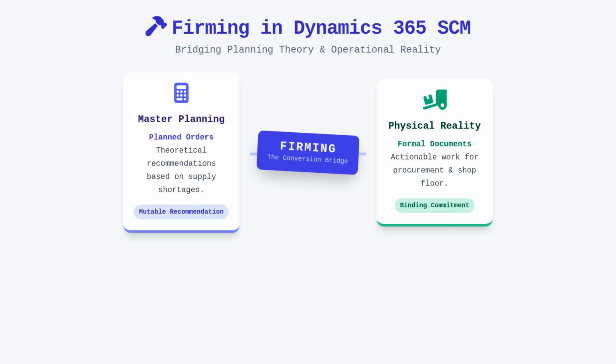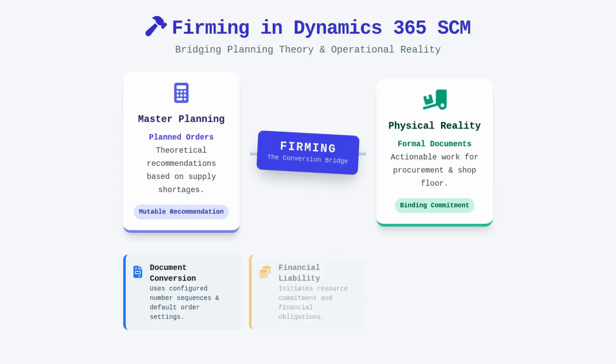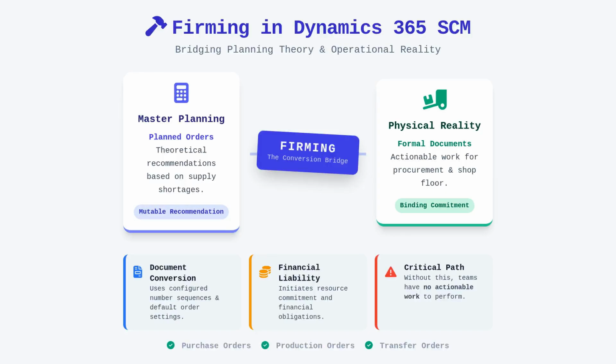During this firming process, the system replaces the planning record with a formal document using the configured number sequences and default order settings. You must understand that this step initiates the commitment of resources and, in many cases, financial liability. Without this conversion, your procurement and production teams have no actionable work to perform in the daily hub of the system.